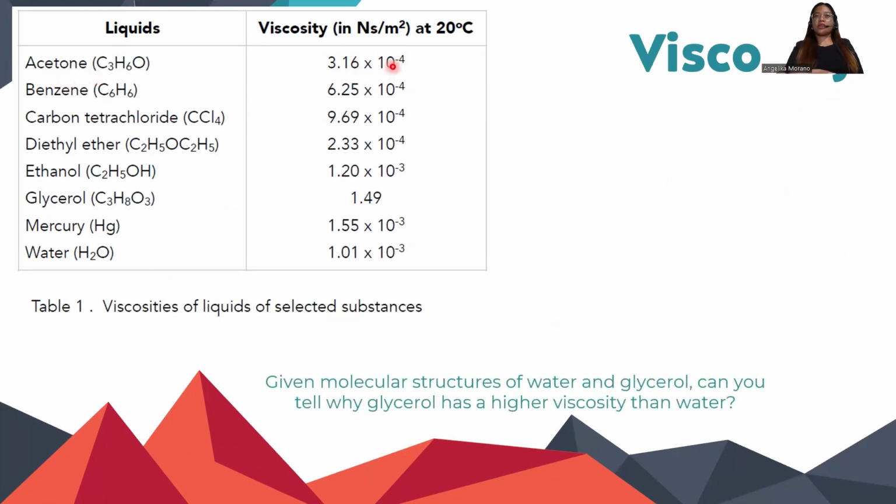So we have acetone, very gamay ang iyang viscosity, 10 to the power -4. Water has also a lower viscosity, 1.01 times 10 to the power -3, with glycerol, 4.9 ang iyahang viscosity. So among these liquids, si glycerol ang pinaka-viscous compared to the other liquids in the table. So given the molecular structures of water and glycerol, can you tell why glycerol has a higher viscosity than water? You may pause this video and think about how the molecular structures given can affect the viscosity of a certain liquid.